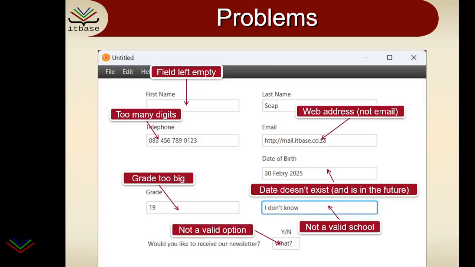The user put in a web address and not an email. The date doesn't exist. The month doesn't exist. There's no 30th of February, and it's in the future. The grade is too big. There's no school. And what is not a good answer when you are asked for a yes or no. So how do we take care of these problems?